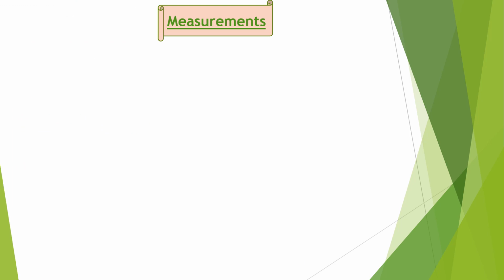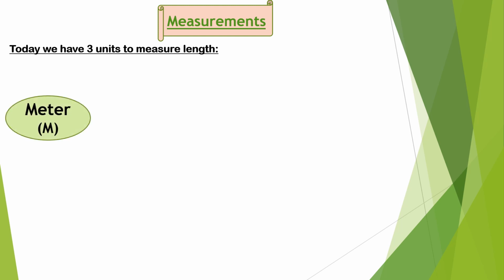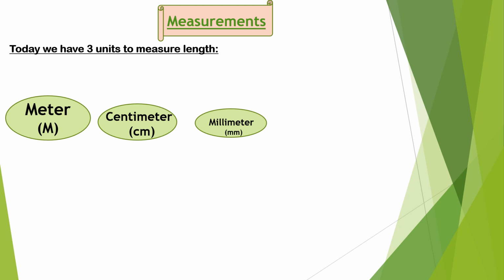Let's move to measurements. We have 3 types to measure length. Meter, and its abbreviation is M. Centimeter, which is a little bit smaller than a meter, and its abbreviation is cm. Millimeter, and its abbreviation is mm.